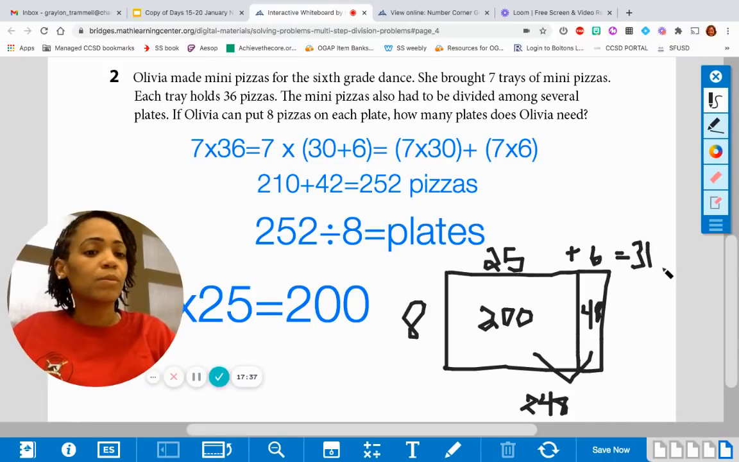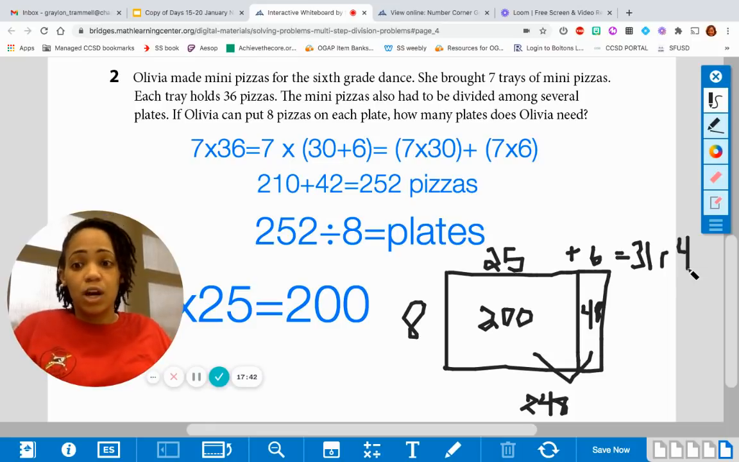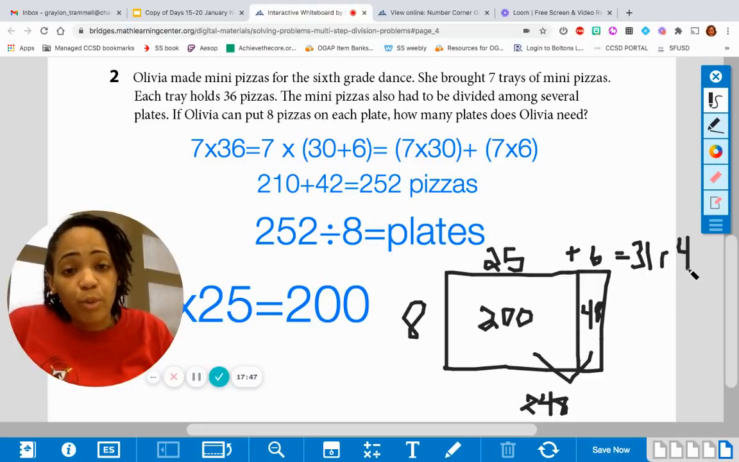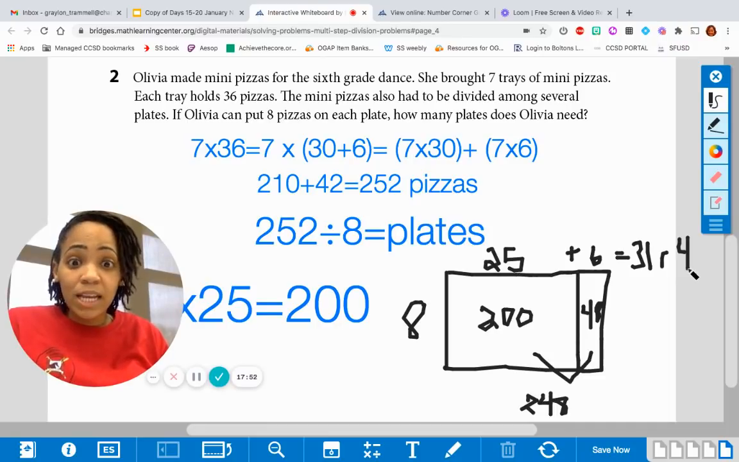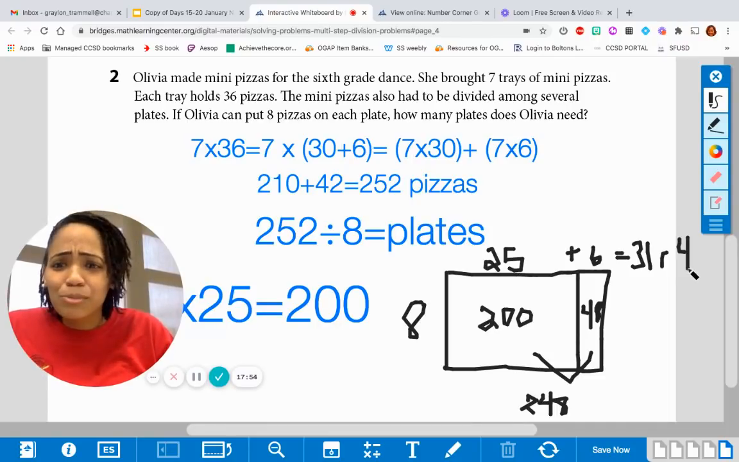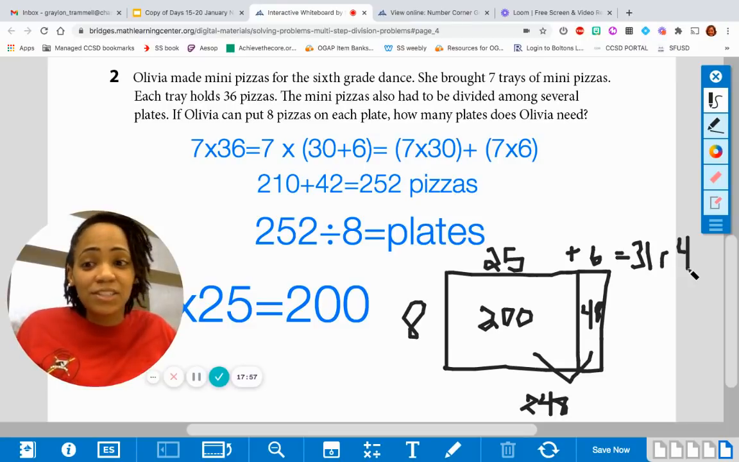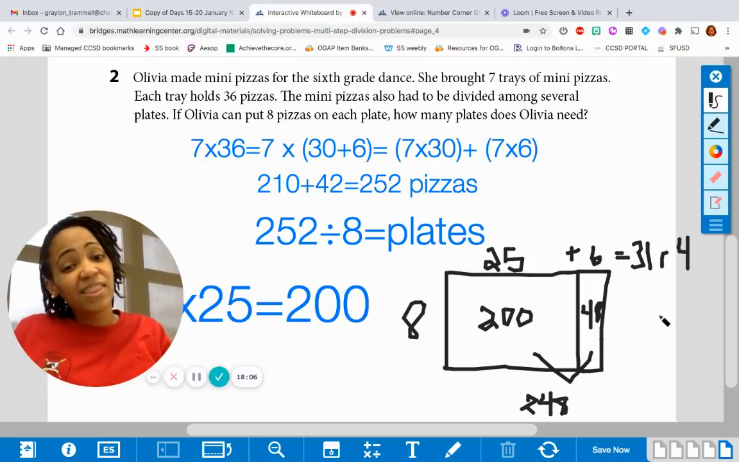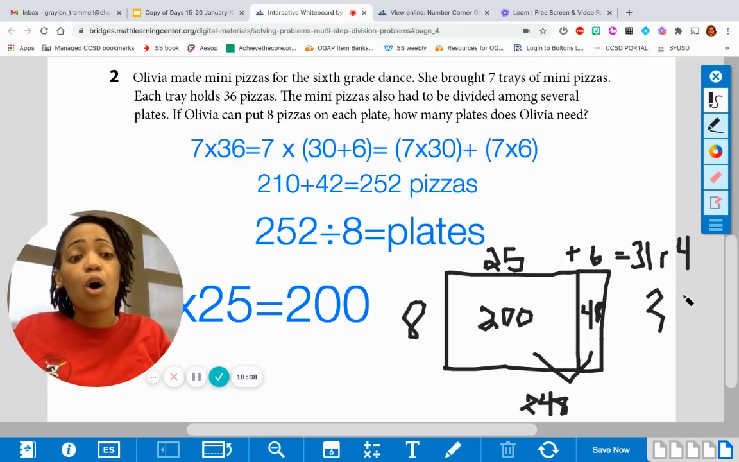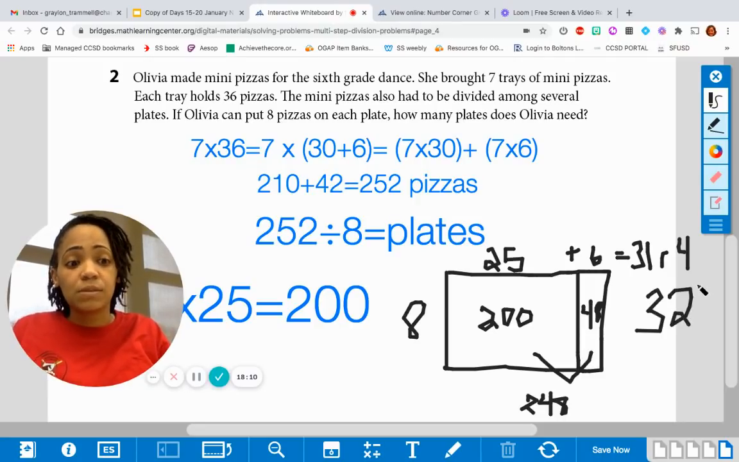And if I just write 31 R4, I promise you, people are going to be like, what does that even mean? Like, what is R? What are we going to do with those 4 leftover pizzas? I know you're not going to throw away 4 extra pizzas, and I know you can't eat 4 extra pizzas by yourself. So what do we need? Maybe we need a whole extra plate. And our plate's just not going to be full, right? So the answer to this problem is 31 remainder 4. But really, how many plates do we need? We need 32 plates if we're going to plate all of those pizzas.